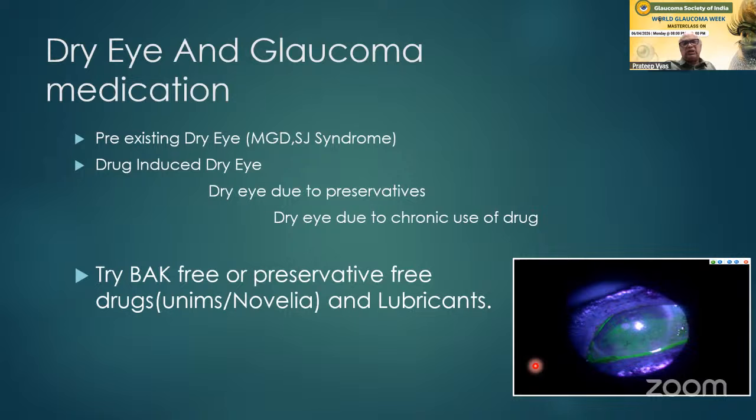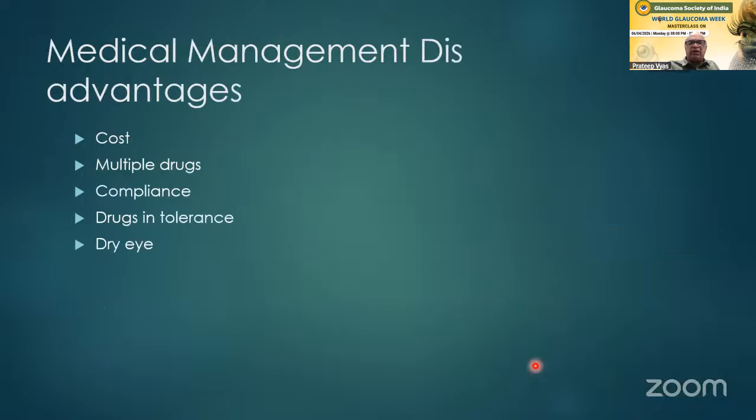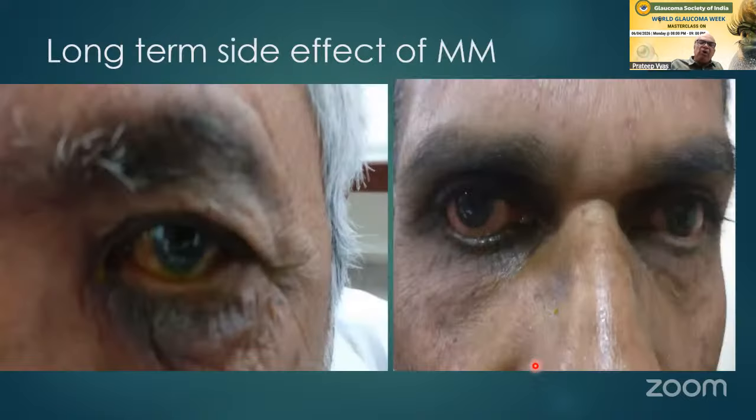So try to use the preservative-free drugs. They are available at the same cost nowadays as the preservative-included drops. So Novelia unit-dose vials we don't have, but most of these drops come with the Novelia technology. And always use the lubricants so that you can avoid having so many SPKs over the cornea. So the main disadvantages are the cost of medication, the multiple drugs and the poor compliance, and the drug intolerance and the dry eye. You can see that because these patients have to be on medication for a very long time, they develop these kinds of complications.